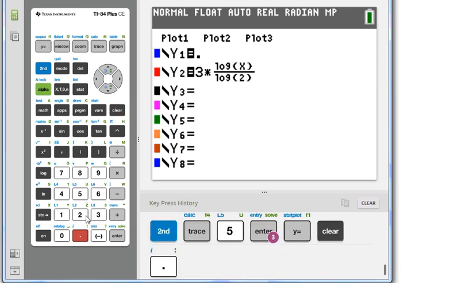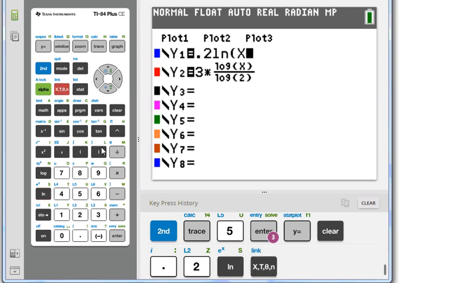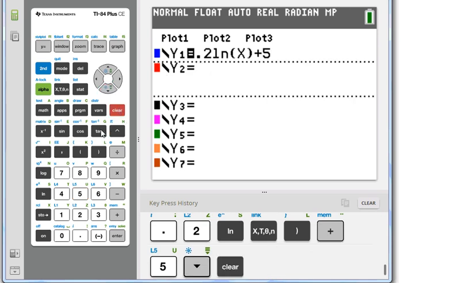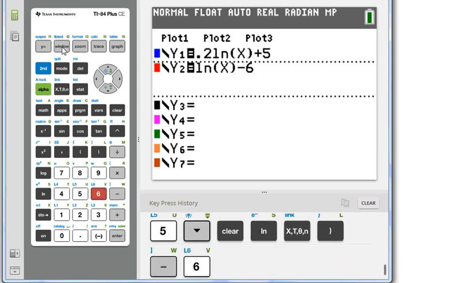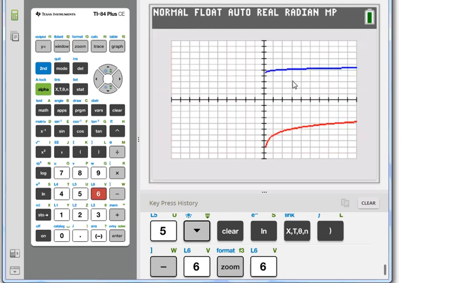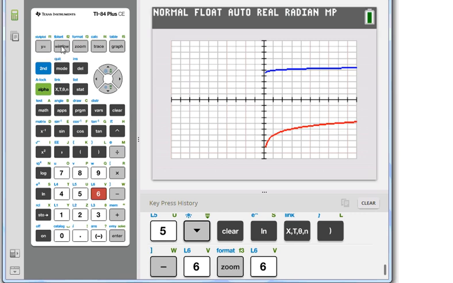So we have 0.2 ln x plus 5. And for y2 we have ln x minus 6. We go to a standard window again, zoom 6, and this is what we see. We see these two curves, but they are not anywhere close to intersecting. So let's go ahead and change the window.